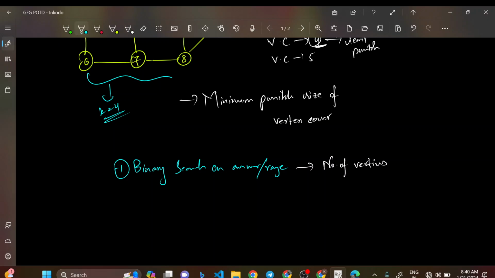Okay, now what is the second task? What are the vertices? Let us assume we are considering k vertices out of here. Now let us assume we are considering k vertices out of this. What are the k vertices? Okay, what are the k vertices?